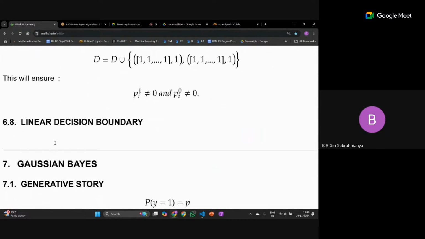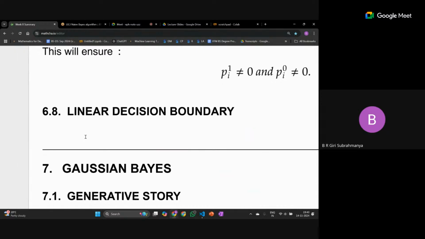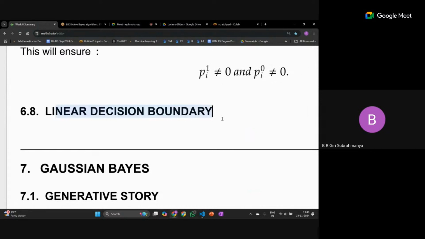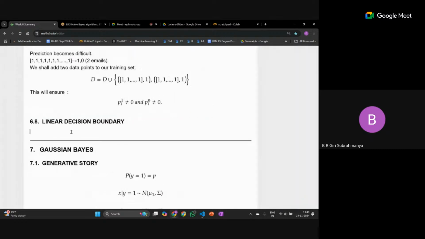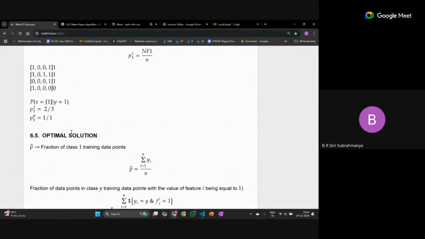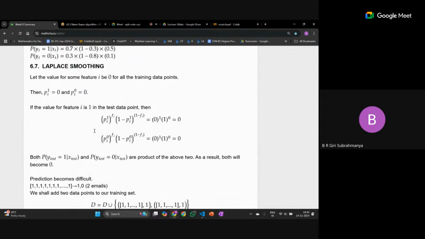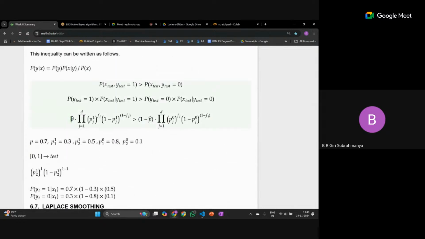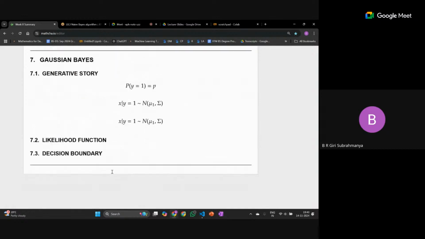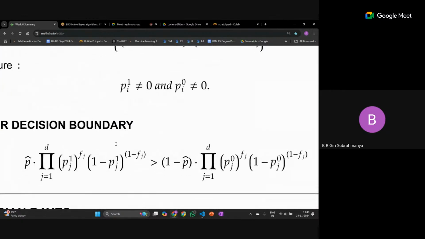What we have at the last is the decision boundary. So what is a decision boundary? Let's look at algebra once again, just one more time. For Gaussian Bayes, maybe we need not look at it. What we'll do is let's look at these two things.